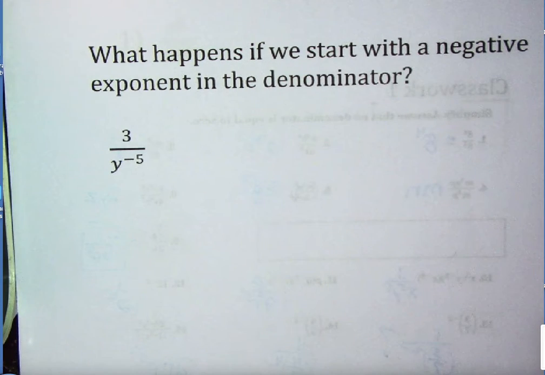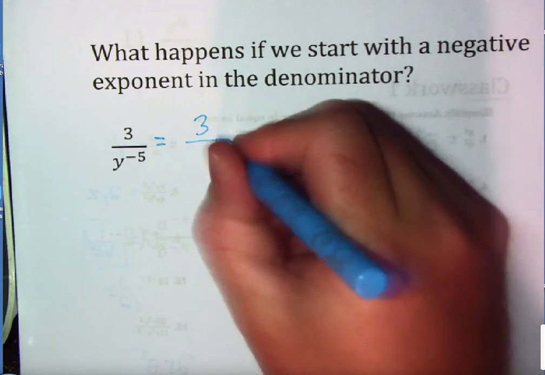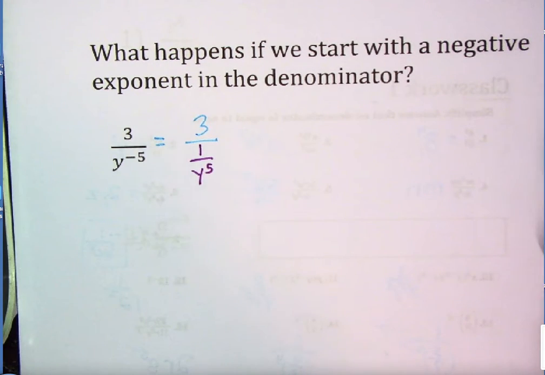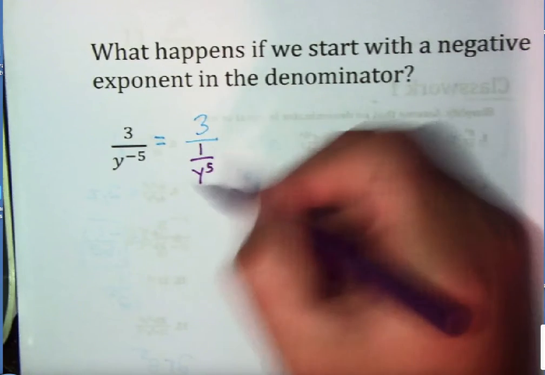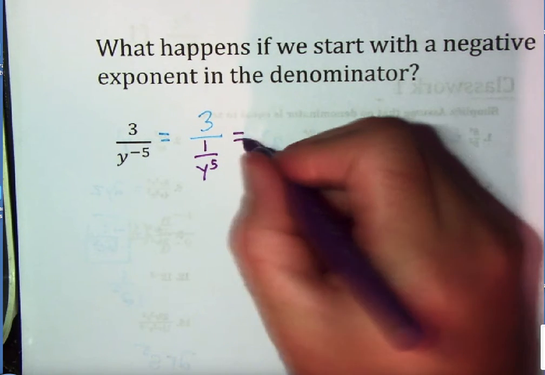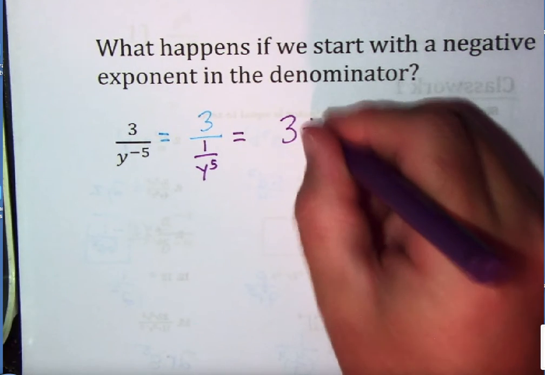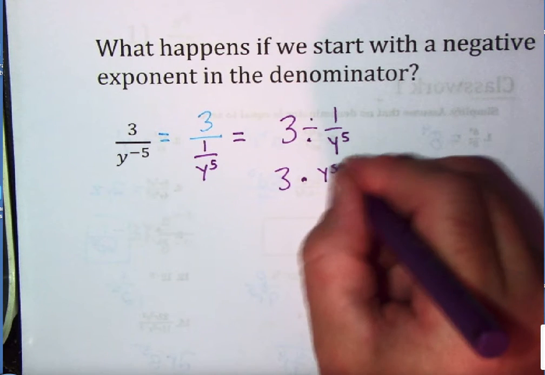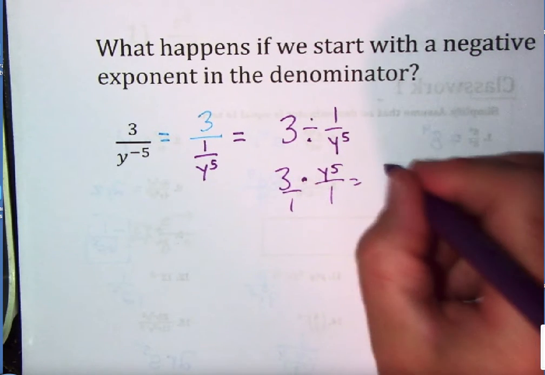All right, we got to talk about one more piece, and that's what happens if you have a negative exponent in the denominator. Well, we can't have one because it's not simplified if we do. So I'm going to write it as 3 over 1 over y to the fifth. Yep, and there you go. No negative exponent. There's our answer. Except we cannot have a fraction within a fraction. It's not simplified. So if you do 3 divided by 1 over y to the fifth, which is keep, change, flip, to answer, you get 3y to the fifth.